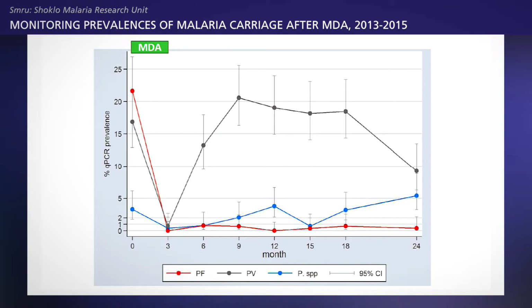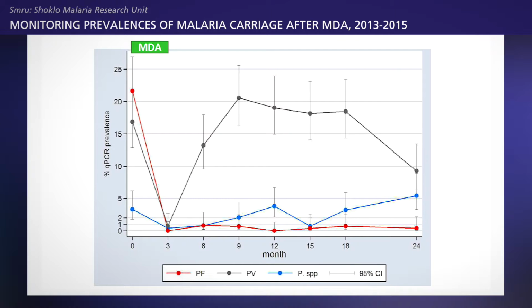And you can see in this village the impact of MDA on the prevalence, which went down from 20% to 0 at month 3 and remained below 1% over the 21 remaining months of the follow-up. So there was a very strong impact of MDA on the reservoir.